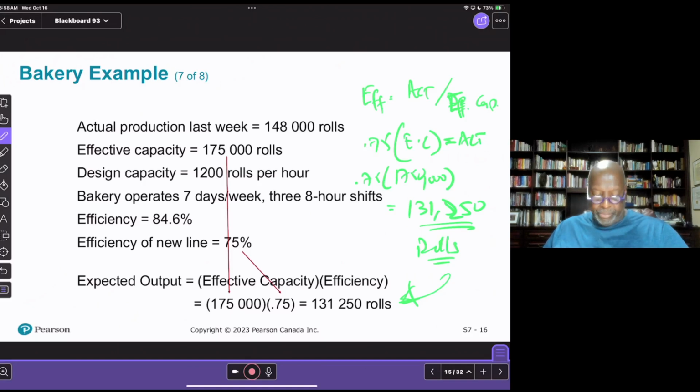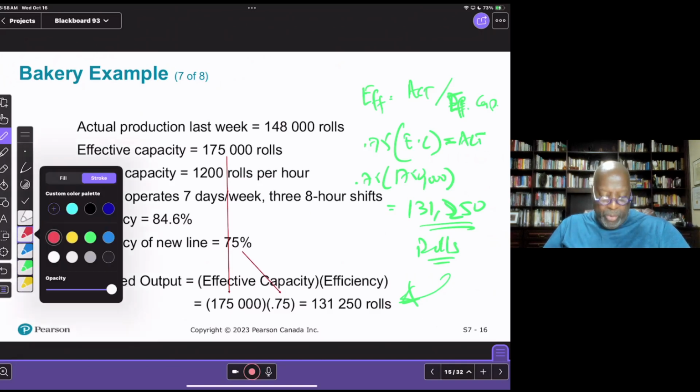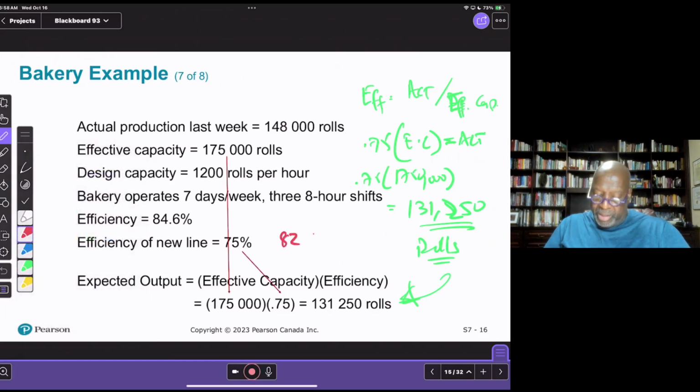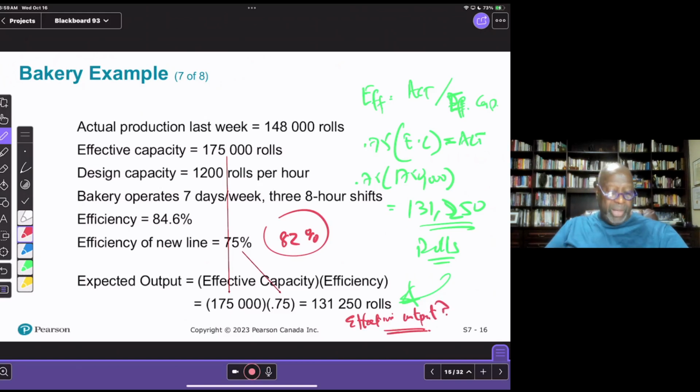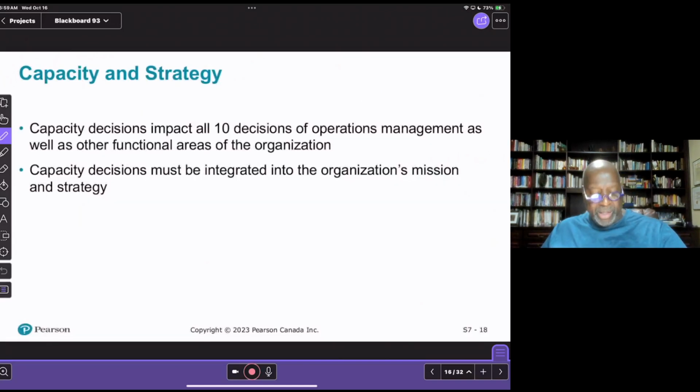Excellent. I want you to do this for me, so that gives you a chance to test it. What if we move our efficiency to 82%? Then what is our effective output? Okay, so you could go ahead and calculate that, compare it with your friend that you're studying with.